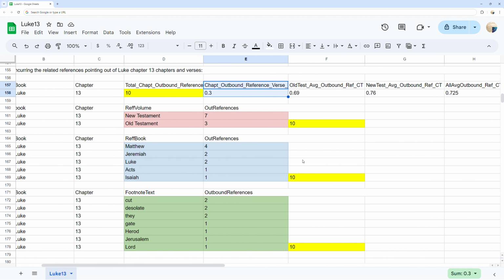In red, you can see the out references by destination of either Old Testament or New Testament ordered by counts. In blue, you can see 5 out references to the destination Bible books Matthew through Isaiah ordered by counts. In green, you can see 7 words in Luke chapter 13 that incur the related outbound reference counts to other Bible verses ordered by the count used.